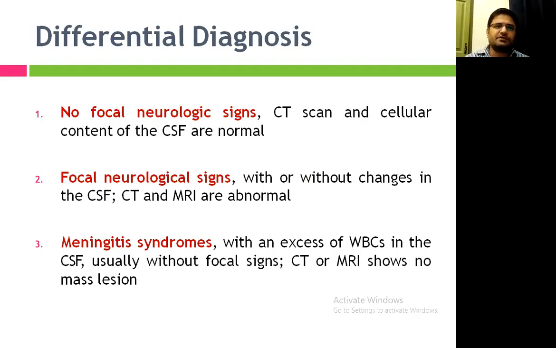Another classification is the patient with meningitic syndrome, with an excess of WBCs in the CSF, usually without focal signs. The meningitic syndrome includes neck rigidity, Kernig's sign, and Brudzinski's sign, where the patient has had a fever or severe headache for the last few days and then becomes unconscious, and the CT scan or MRI shows no mass lesion.